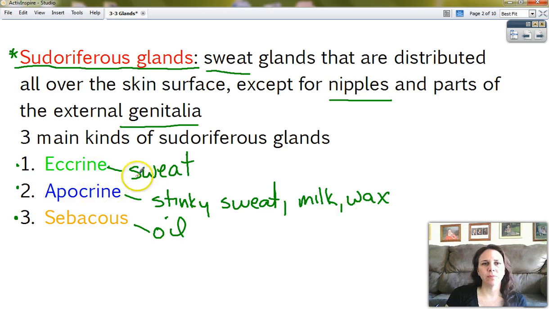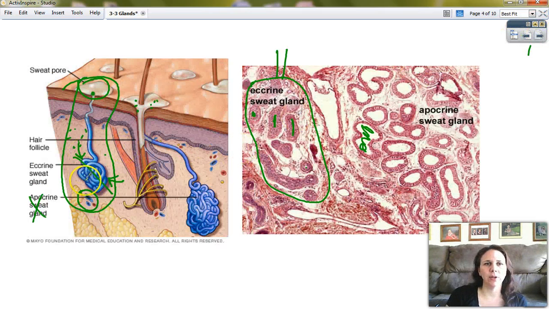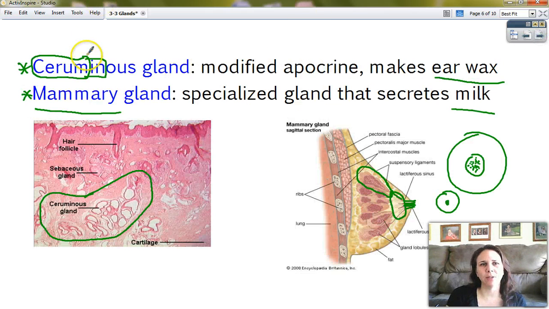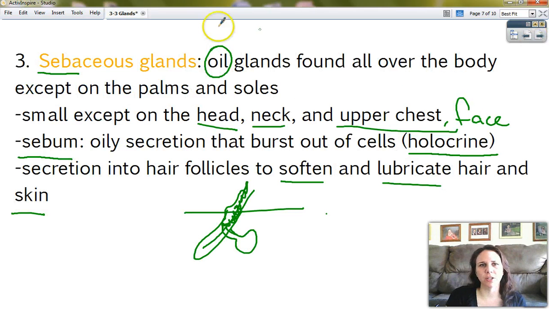So for each of these, just be able to tell me, like, where would you find them? What do they look like? What are they attached to? So like the Eccrine, how they're attached to a pore, whereas the Apocrine are attached to the hair, and the Sebaceous are also attached to the hair. So if they're not attached to a hair, you know you've got an Eccrine gland, and if they are, you've got Apocrine or Sebaceous. Brain fart. All right, what other things? The 2 types of Apocrine, ceruminous and mammary. And then for the Sebaceous, just know sebaceous gland, sebum, and stuff like that.